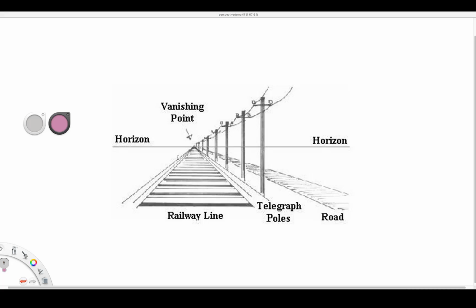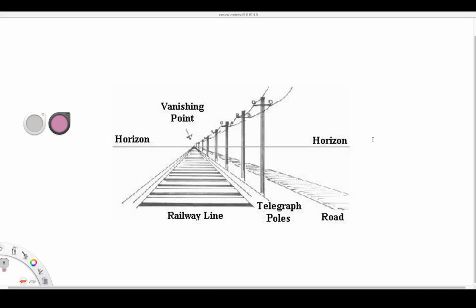The point where planes that are perpendicular to the picture plane, which would be going back into space, converge is called the vanishing point. So where all the telephone poles and the railroad lines appear to converge here, that's called the vanishing point. There's also a line that the vanishing point rests on here. This line represents our eye level. It's called the horizon line.